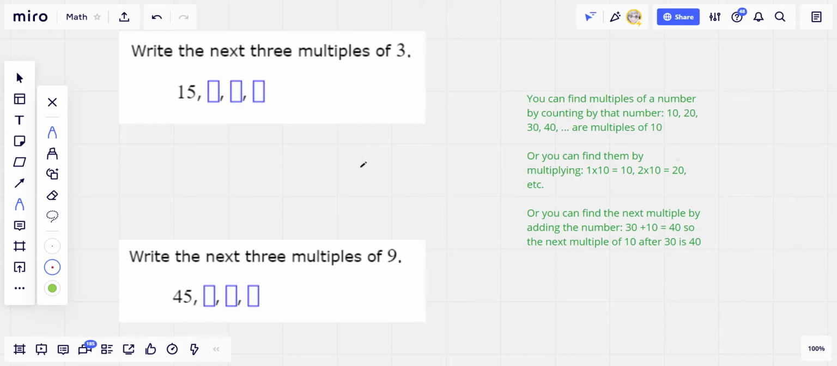In these problems, we're working on multiples. In this case, multiples of 3 and multiples of 9. Before, we worked with multiples of 5 and 10 and 2, and those are maybe easier. Multiples of 3 sometimes are a little harder for folks. Counting by threes is actually a good thing to practice if you're not great at it yet.